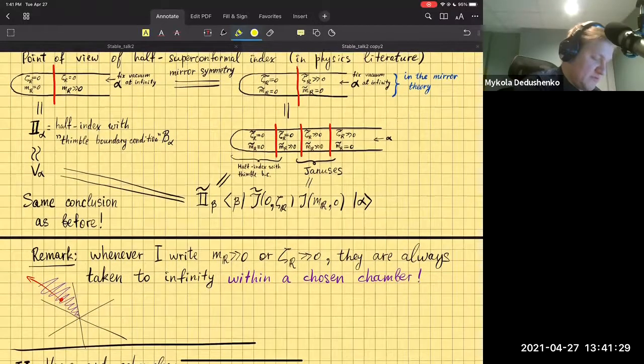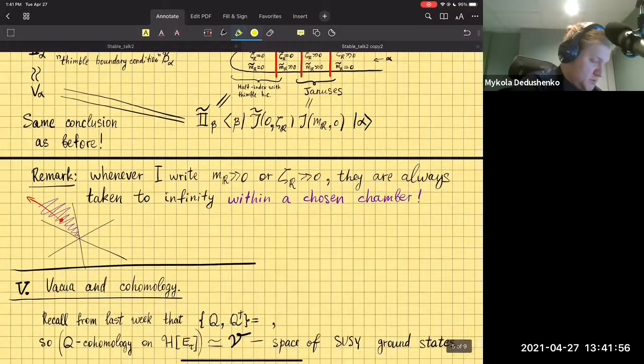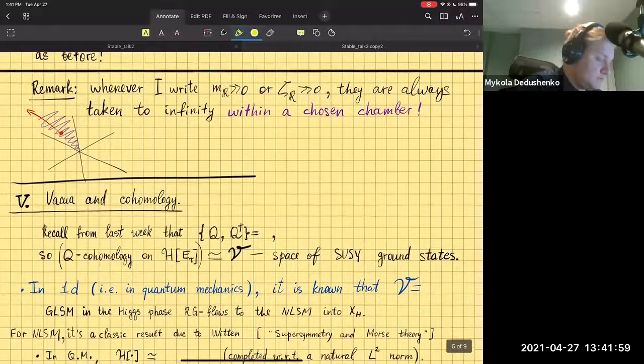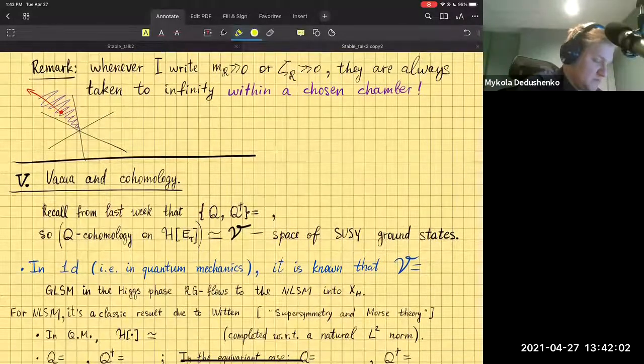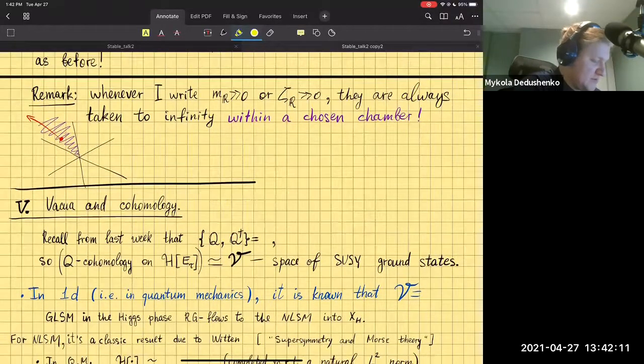And okay, one small remark. Whenever I write that this mass is really large, or a phi parameter is really large, what I mean is that they're taken to infinity within a chosen chamber, of course, because there's a chamber dependence. So the picture is like this. I choose some value and then send it to infinity within this chamber. Okay. Now, let me move to the next topic, namely we'll discuss how to relate this to various cohomology theories of the Higgs branch.